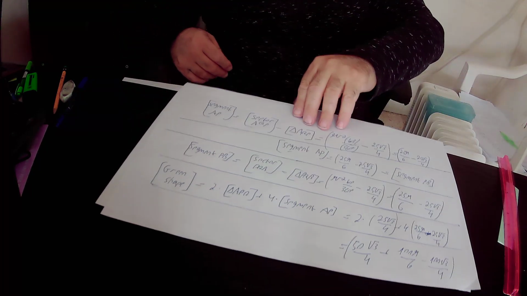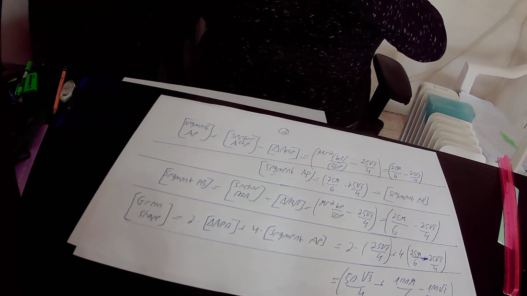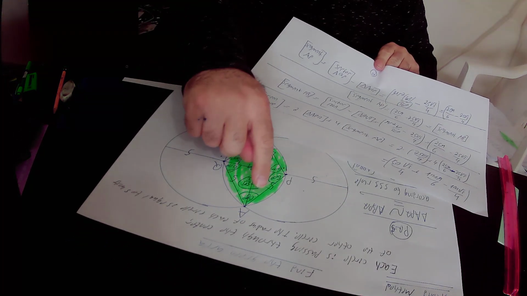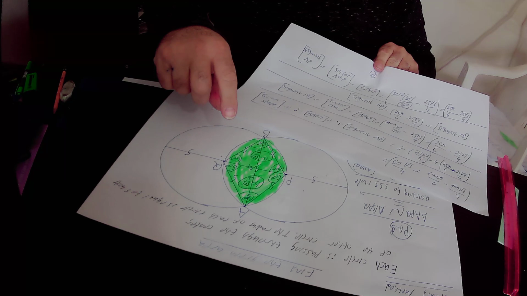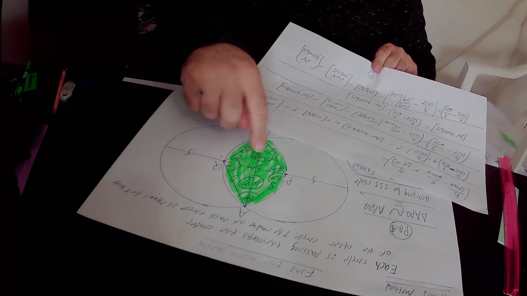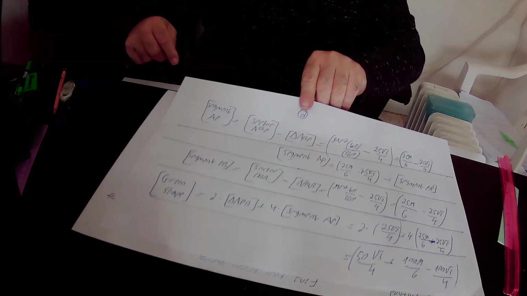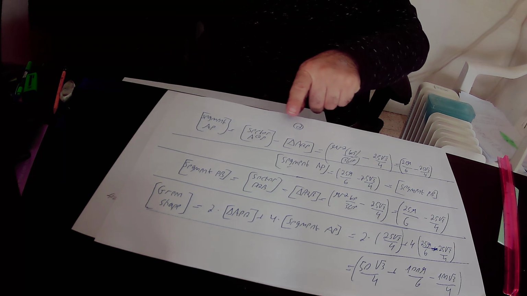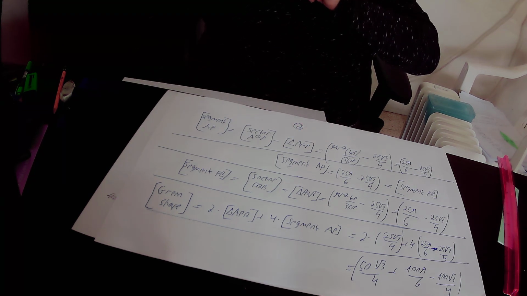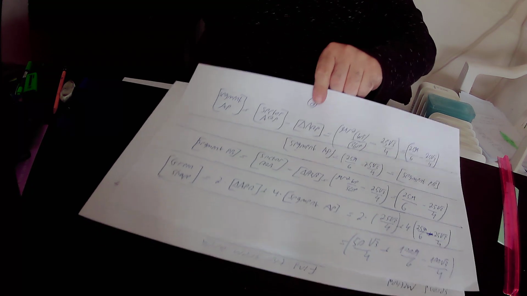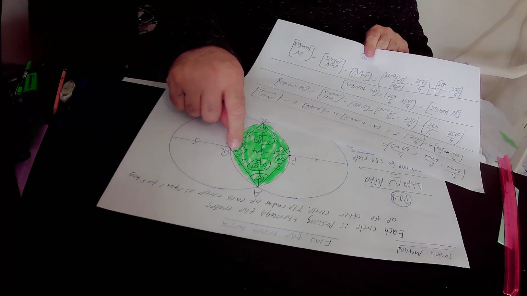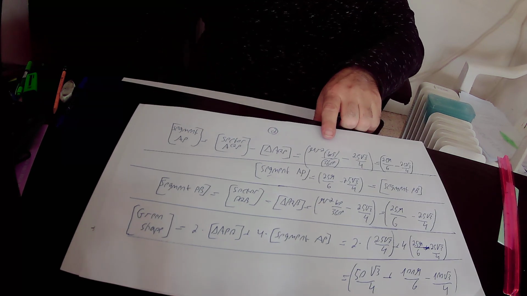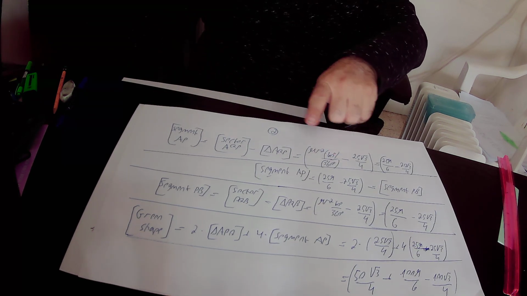And the area of segment AP here will be equal to the area of sector AQP minus the area of triangle AQP. Again, the area of segment AP equals the area of sector AQP minus the area of triangle AQP. The area of sector AQP equals pi r squared times 60 degrees over 360 degrees.